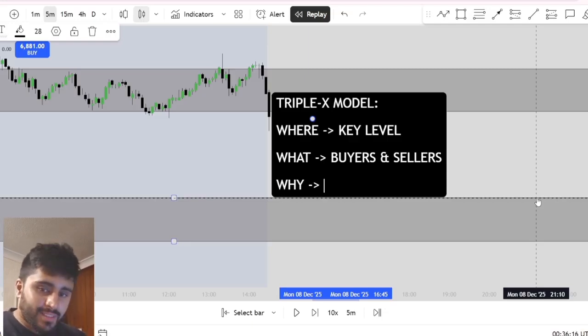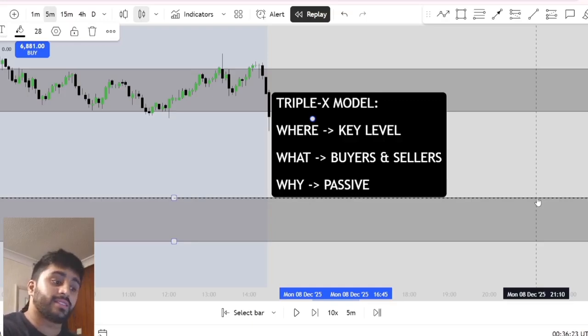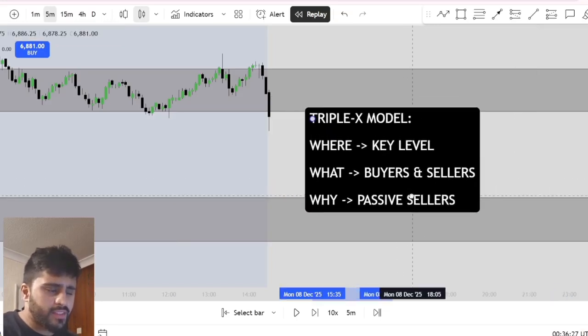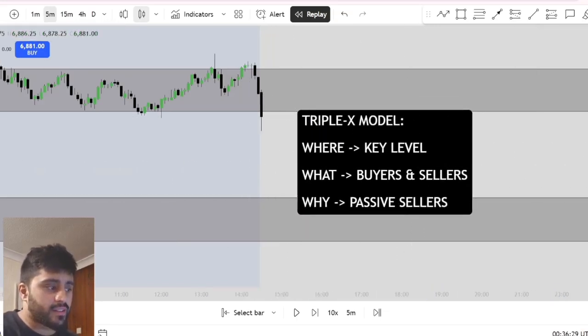When you take a sell, the only reason the market sells off is because of passive sellers, or sell limit orders. I'm just going to write passive sellers. And this is the order that we take every single trade. Every single trade comes off these 3 things.